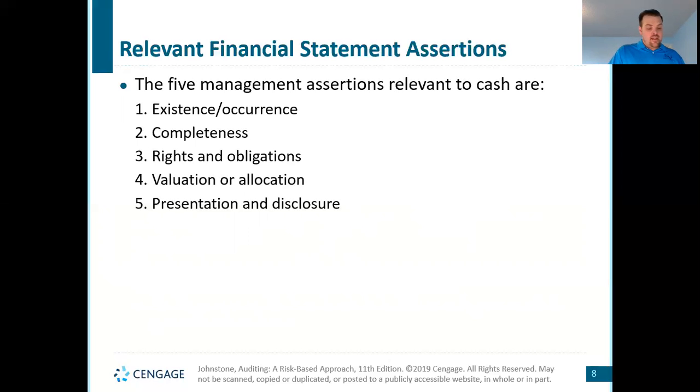Presentation and disclosure. Cash is properly classified on the balance sheet and disclosed in the notes of the financial statements. For example, restricted cash might need to be reported in the non-current asset section of the balance sheet. Restricted cash, I saw this a lot in not-for-profits. When not-for-profits accept funds from donors, if it was earmarked for a specific purpose, say building a specific building, or for a specific program, or for an investment where they can only use the interest or growth on it, those would be restricted funds.